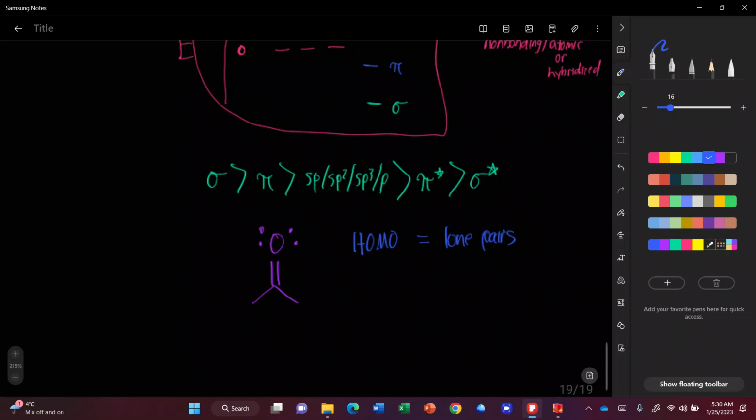Now, if we wanted to figure out what the LUMO was, the LUMO is usually going to be an antibonding orbital, and because we have a pi star, remember, pi star is much more stable than sigma star, so the LUMO here is just going to be the pi star orbital between the carbon and the oxygen.